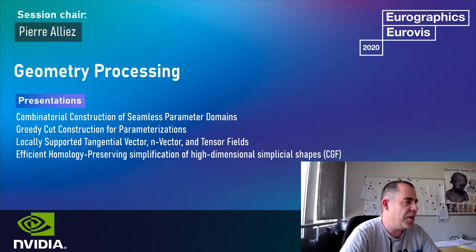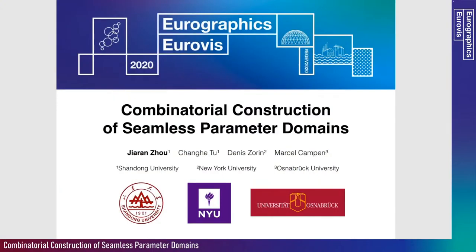The first talk is entitled "The Combinatorial Construction of Seamless Parameter Domains." The authors are Yaran Zhu, Shangjie Chu, Denis, and Marcel.